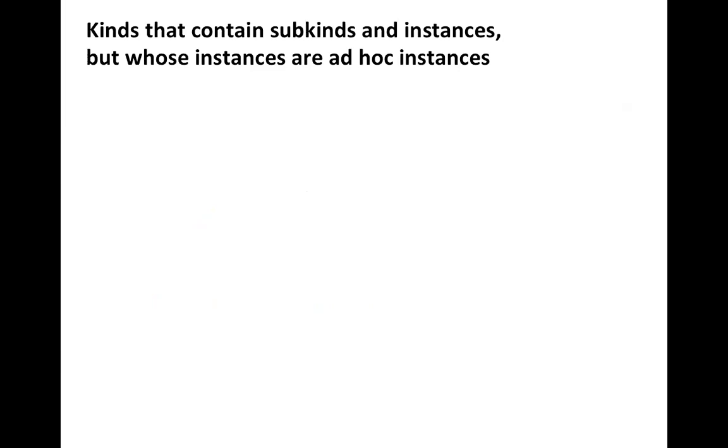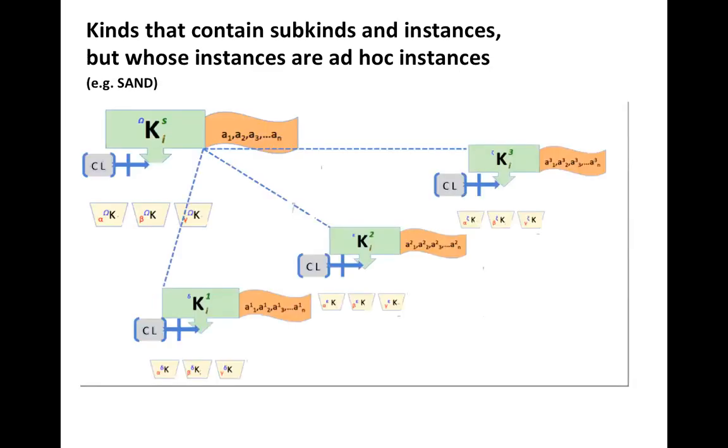Okay, so here is another possibility that gets generated, in that we can have kinds that contain subkinds and instances, but whose instances are ad hoc instances that we can only think and talk about through the combination of concepts and through the use of contextual information, not contained in the kind. And here we can think of concepts such as sand or mud.